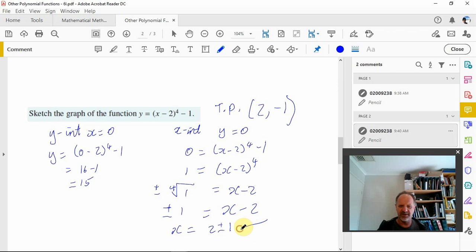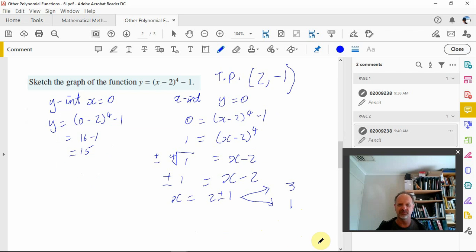So I've got 2 answers. 2 plus 1 is 3, and 2 minus 1 is 1. So there's our intercepts. Let's squeeze a graph down in here, like so. So 1, 2, 3. Negative 1. 1, 2, 3. 15 is way up here somewhere.